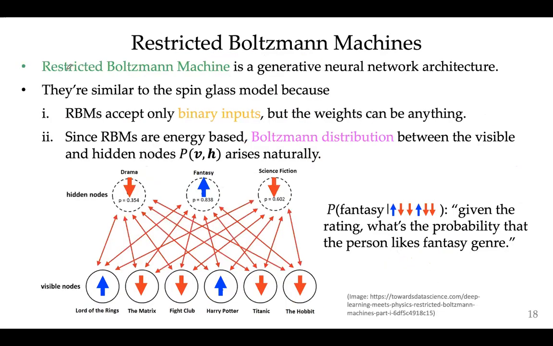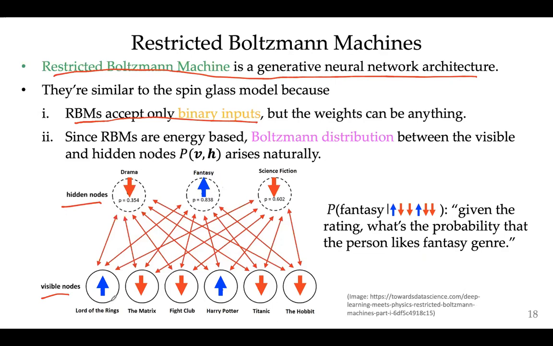Okay. So a restricted Boltzmann machine is a generative neural network architecture. They're similar to the spin glass model in two senses. One of them is that restricted Boltzmann machines accept only binary inputs. So this is the architecture. There are these visible nodes, which are the inputs, and there are these hidden nodes. There's no output. It's just this.